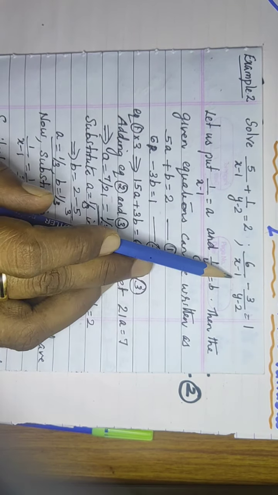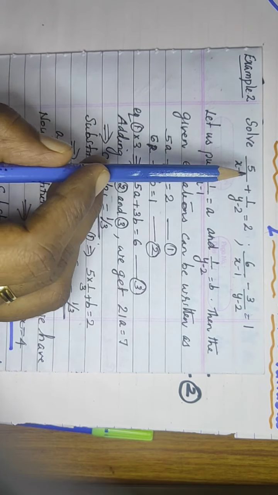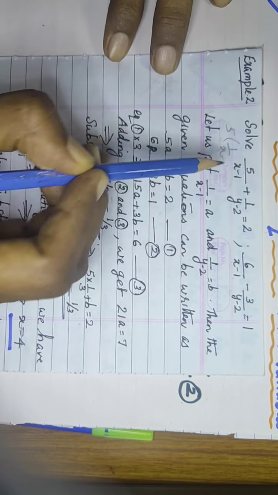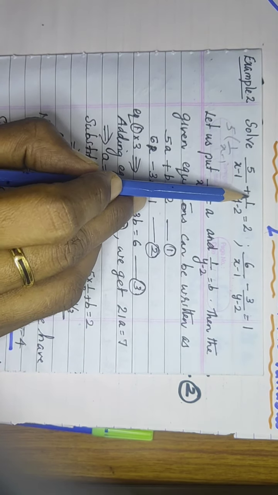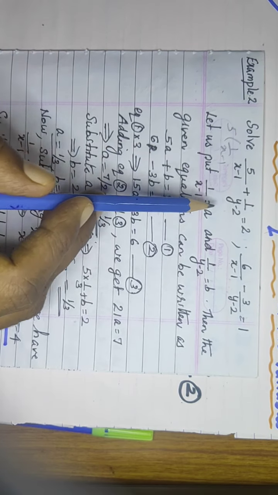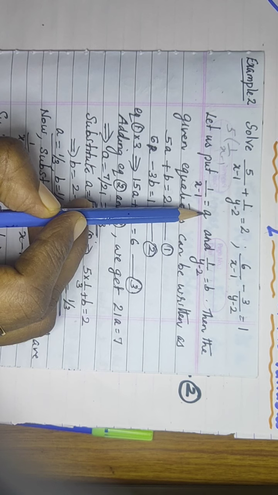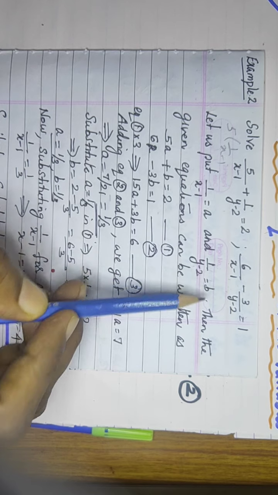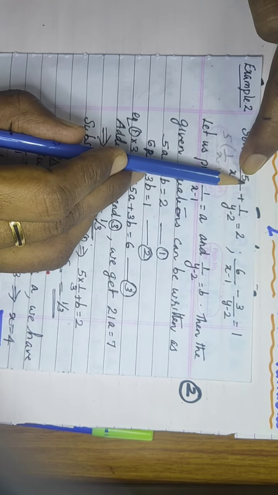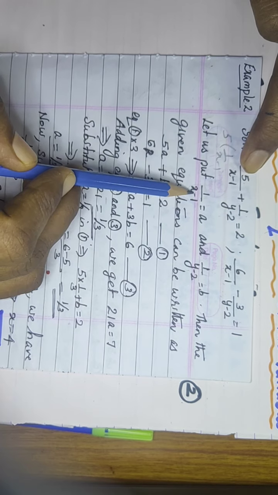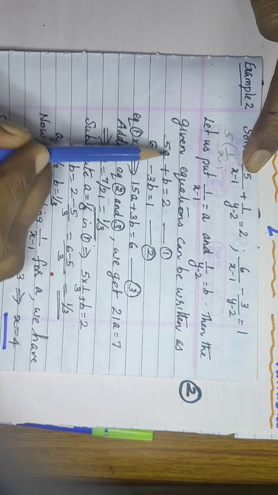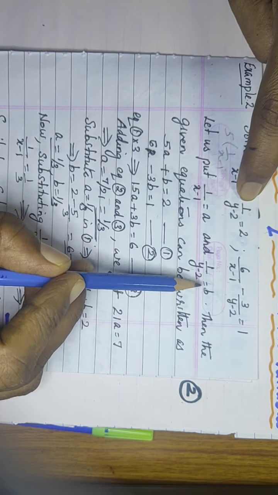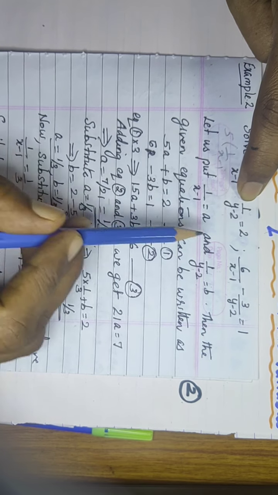So how can I convert this? By suitable substitution. Same way as in our earlier problem, I can write this as 5 into 1 by x minus 1 plus 1 into 1 by y minus 2. That means I can put 1 by x minus 1 as A and 1 by y minus 2 as B. Then the given equation can be written as 5 into 1 by x minus 1, which is A, that means 5A, plus 1 into 1 by y minus 2, which is B, so 1 into B, is equal to 2.